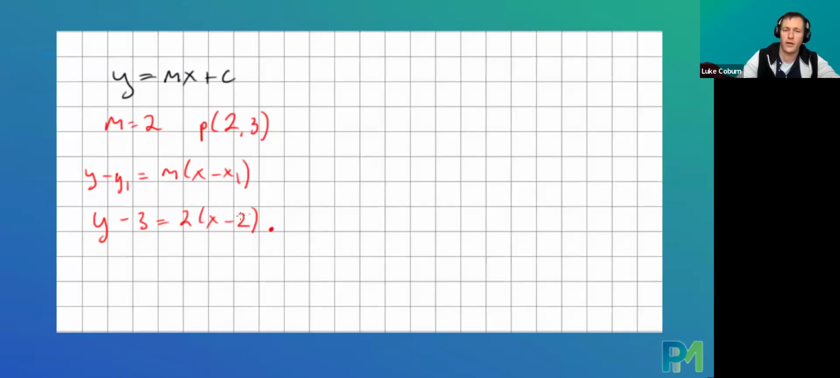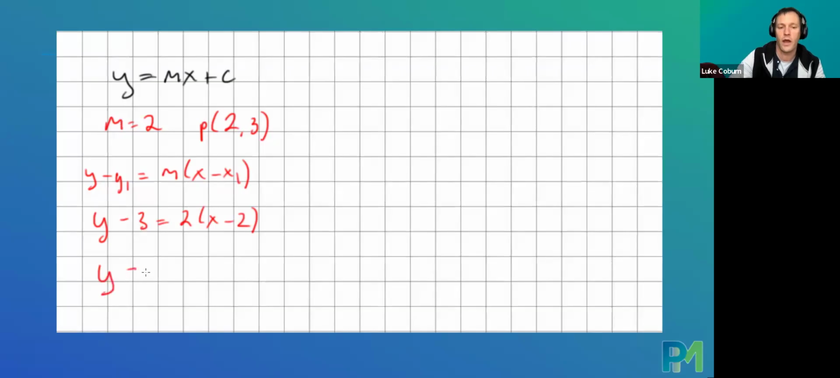We could stop here, but we could also multiply it out and get y on its own on one side and have no brackets left. Why would you do this? Let's say for now, the only reason to do this is that it's not wrong. Okay, we're just gonna do that.